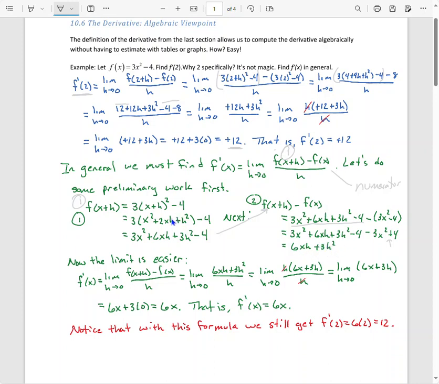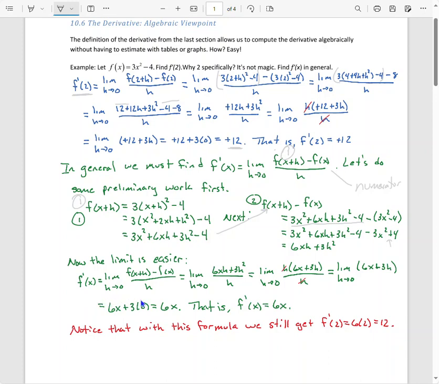So my preliminary work always, and this is how I do all my derivatives now, at least in classrooms, I'm going to find f of x plus h. Then I'll find f of x plus h minus f of x. Now I don't have to write the limit that many times and probably forget it along the way.